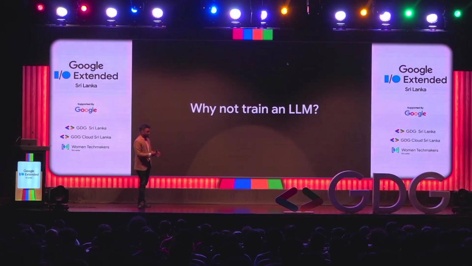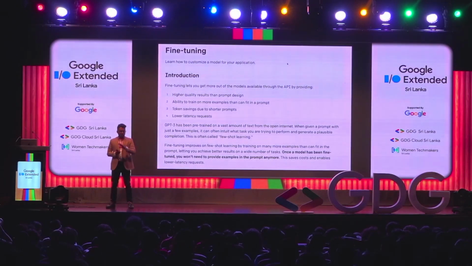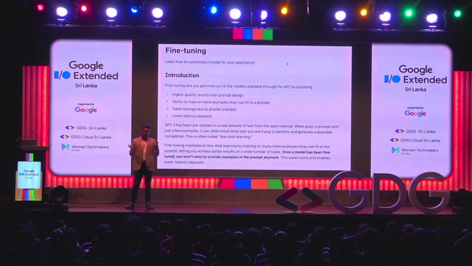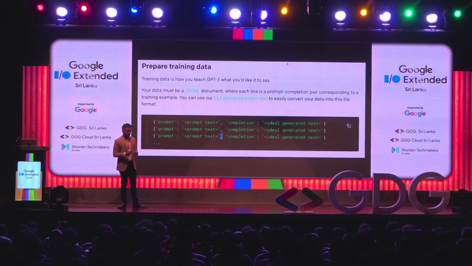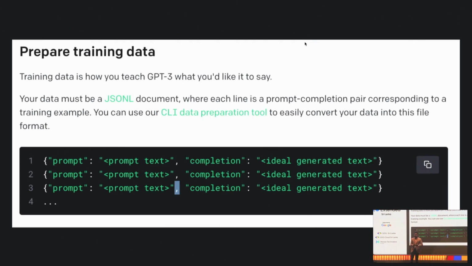So the first approach is, why not train an LLM? Simple as it is. Most LLMs have a training API. I think PaLM is still on release for inference only, but OpenAI has a training API, and they have listed the benefits. There are higher quality results, the ability to train on more examples, and so on. And the training pipeline is pretty straightforward too. You just create prompt-completion pairs, which in our case are question-answer pairs. We have to create questions and answers, right? Simple as it is.